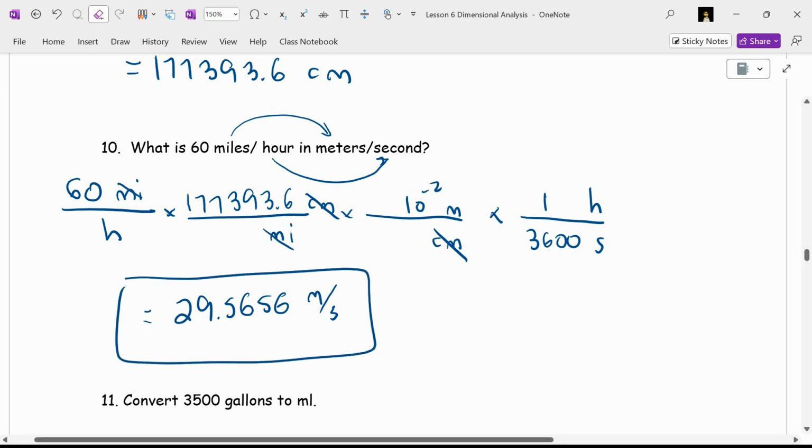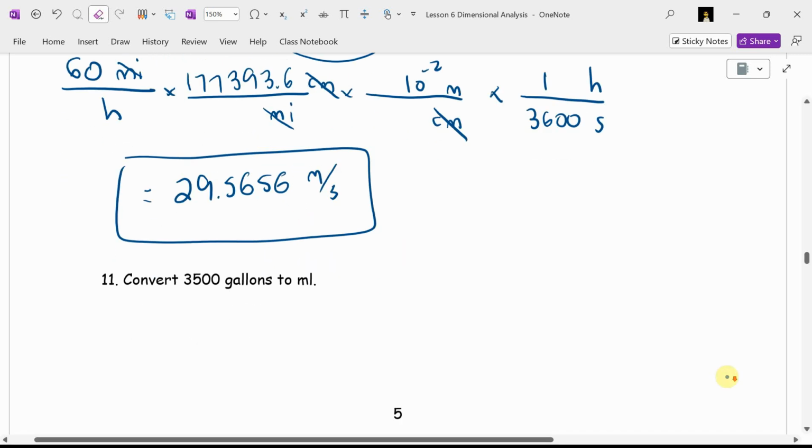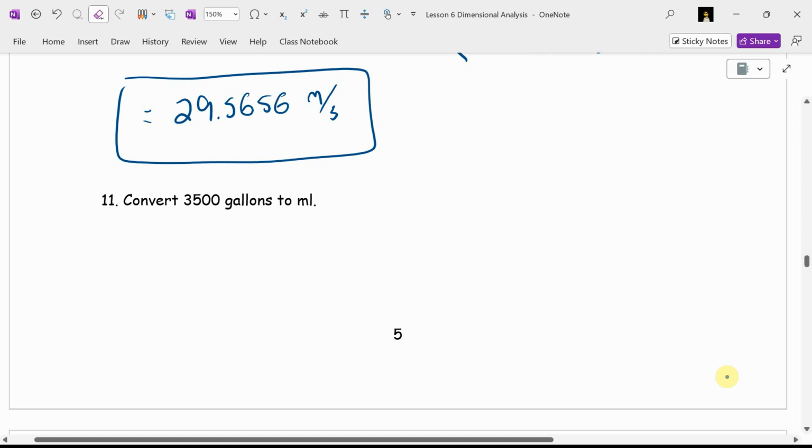So that was an example of a 2-level conversion. Something on the top and something on the bottom. Okay, convert 3,500 gallons to milliliters. This is a 1 level, but we're going to have to use stuff from the chart. I always write down what they gave me. What did they give me here?